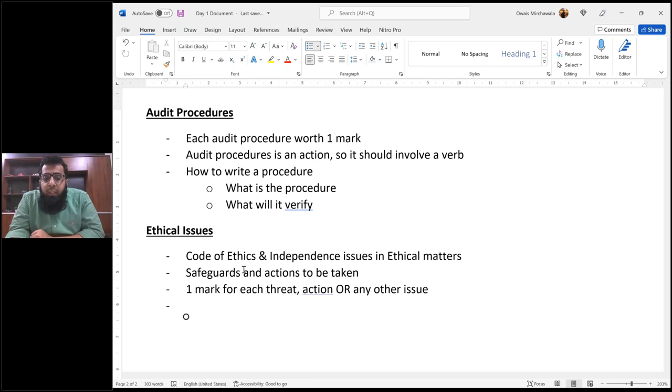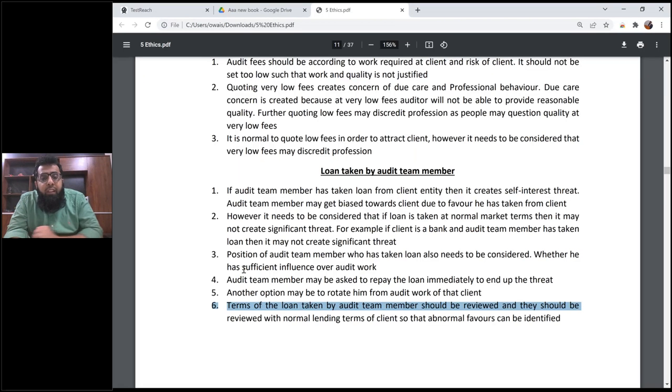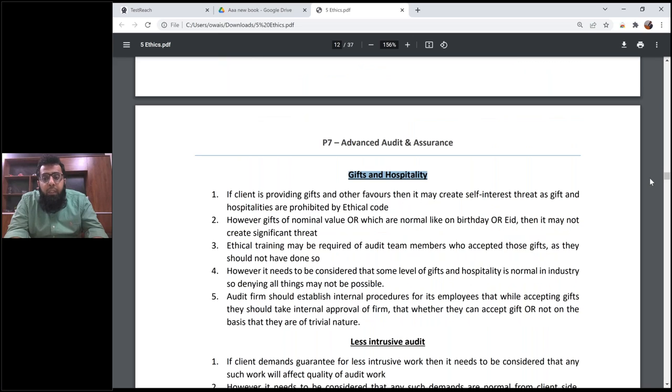If we pick up any other issue, like gift and hospitality, where the client is giving a gift or there is a situation like that, for every point you will get one mark. For every evaluation, for every point you will get one mark. Okay, so the approach is very simple.